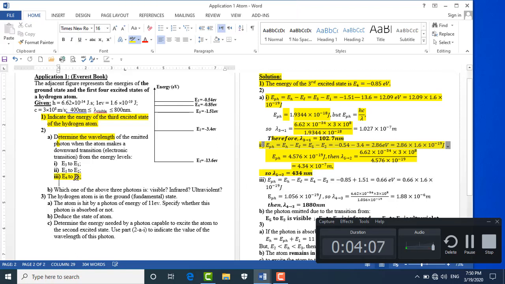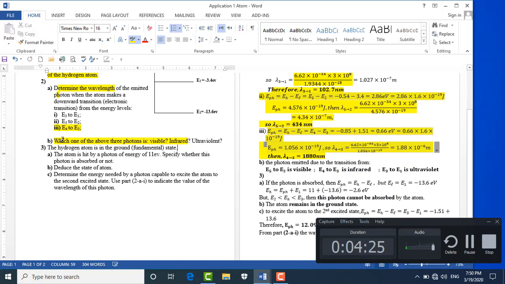Part 3: from E4 to E3, also same steps, we get lambda 4,3. Which of the above three photons is visible, infrared, ultraviolet? As you know, the range of the visible spectrum, the range of wavelength lambda visible, should be between 400 nanometer and 800 nanometer. Lambda 3,1, 102.7 nanometer, less than 400, so ultraviolet. Lambda 5,2, 434 nanometer, so visible. Lambda 4,3, 1880 nanometer, infrared.